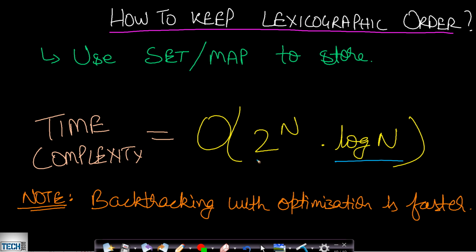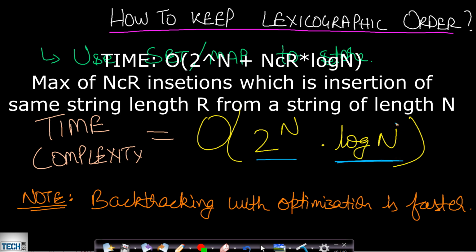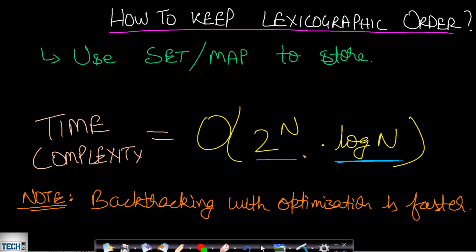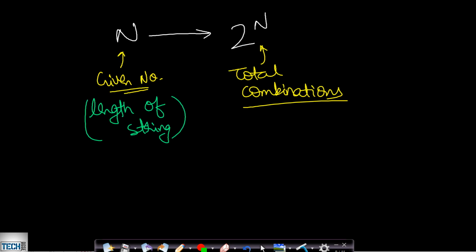So there will be a total number of 2 to the power n combinations, and each and every insertion can take log n time, and there can be a maximum of 2 to the power n insertions. So the total time complexity using this bit masking approach will be 2 to the power n log n. Okay, so you can see that this bit masking will take a little bit longer as compared to the backtracking approach. So there is one better technique which I wanted to show you.